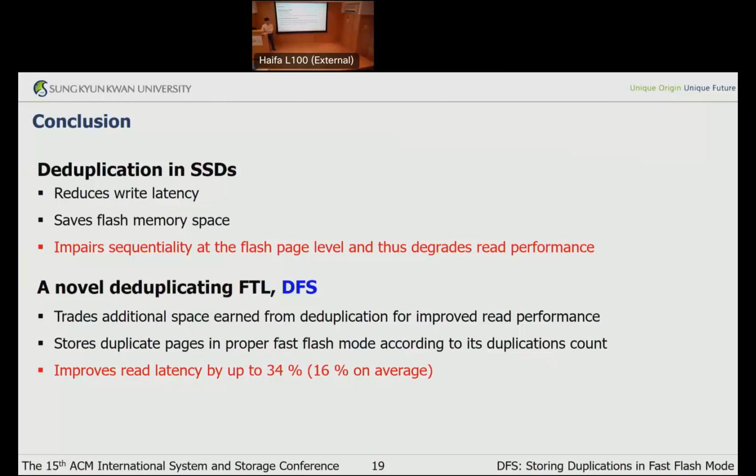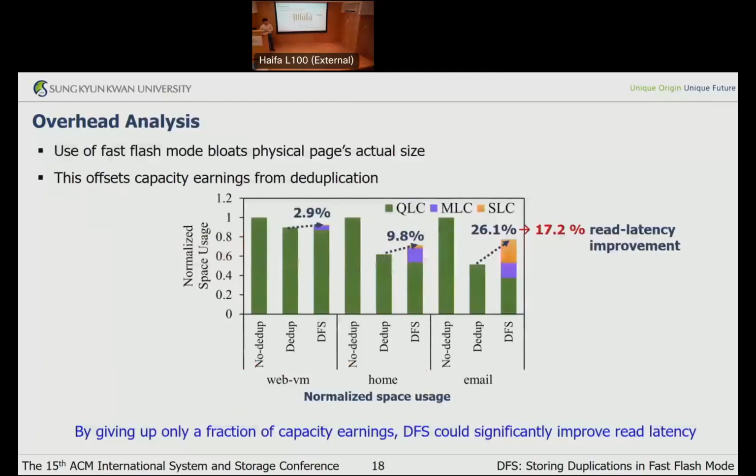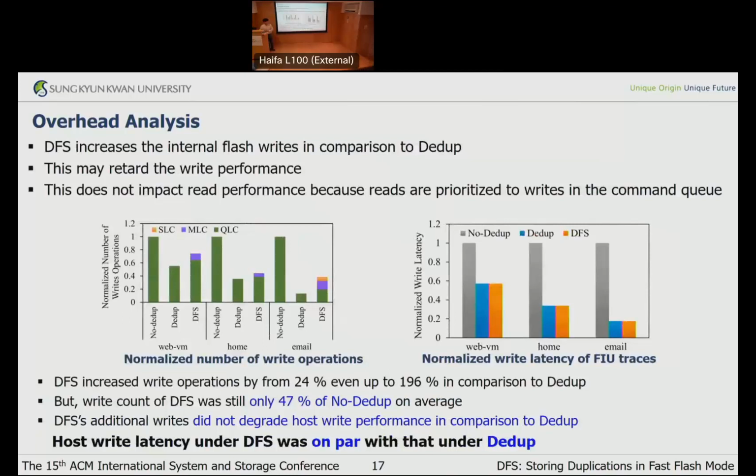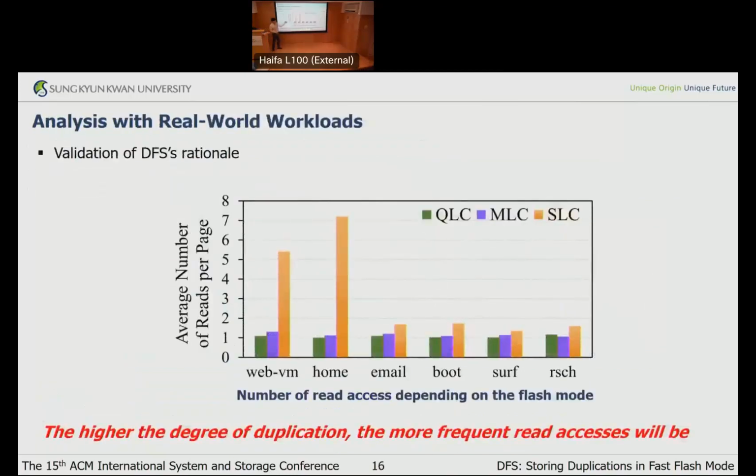Why don't you just remove the deduplication part and just use it as a way to cache highly read pages in SLC? What if you just ignore the deduplication? But maybe someone has done that. As I showed here, if we store the duplicate pages in SLC pages, the effectiveness of using the fast flash mode is high. So we used this.